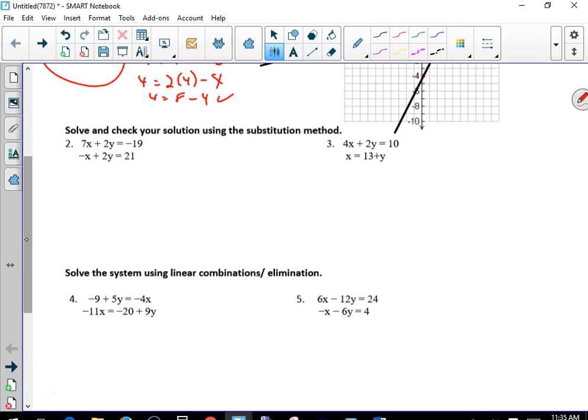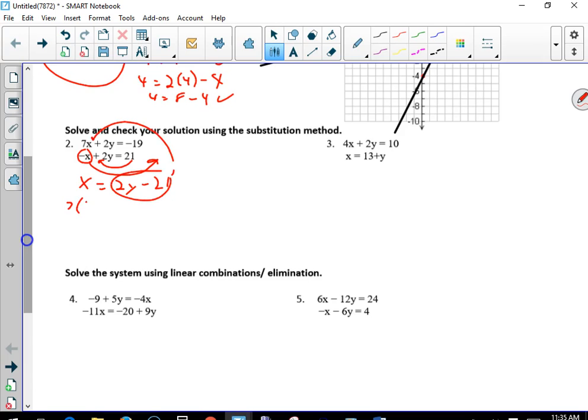Substitution. This is my best bet. I want to get x by itself. Now I can either move the 2y and divide by -1, or I can do a double switch and move this over here to become positive, and move this over here to become negative. That's what I'm going to do. x equals 2y minus 21. I'm going to substitute that in right there.